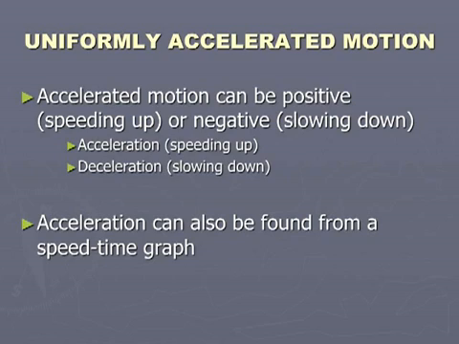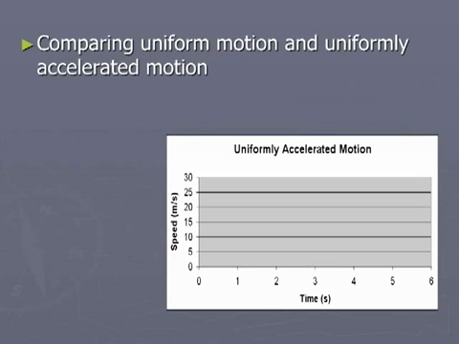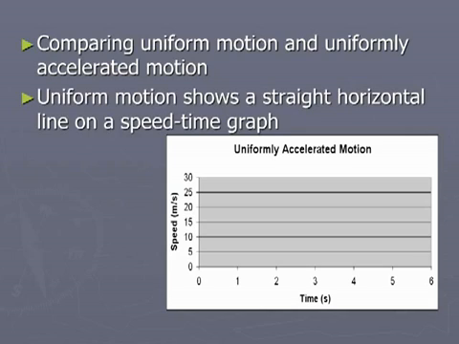So acceleration can also be found from a speed time graph. We looked at distance time graphs when we were talking about average speed. Now, with regards to average acceleration, we are graphing average acceleration using what we call a speed time graph. So, comparing uniform motion and uniformly accelerated motion.